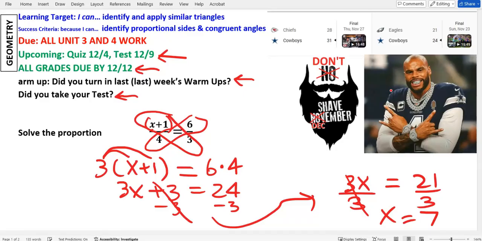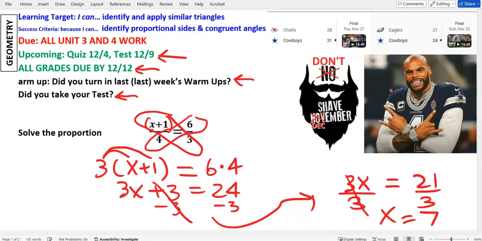Okay, I'm passing out your note for today. Yesterday was more of a review. Today's some new stuff. So we're passing that out. The paper says notes, triangle, similarity, shortcuts.